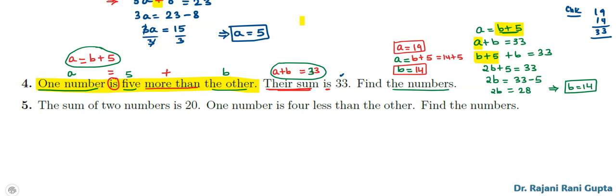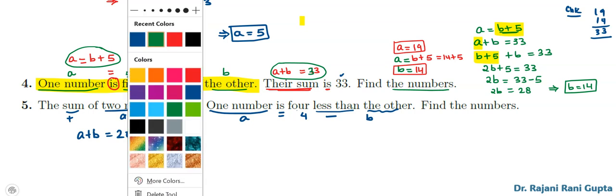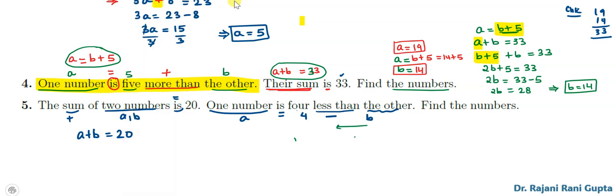Sum of two numbers. Two numbers means again A and B. Sum means plus is equal to. So you have A plus B equal 20. Now, one number is 4 less than the other. One number, say A, is 4 less than, which means minus, the other, B. So reading it from right to left, we have A is equal to B minus 4. Find the numbers. So you have to find what A is and what B is.